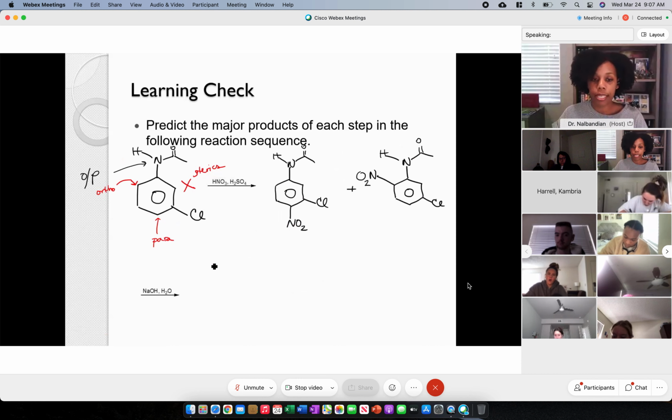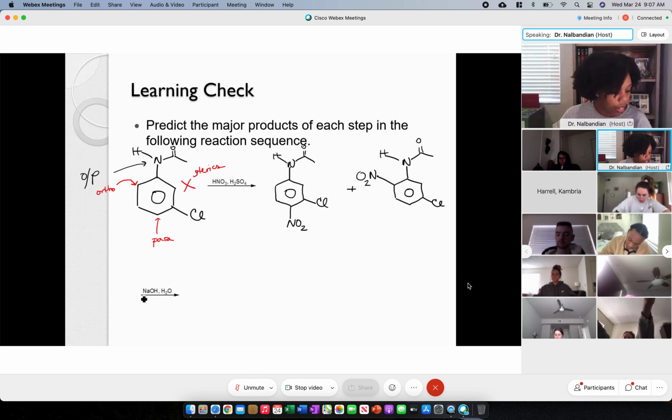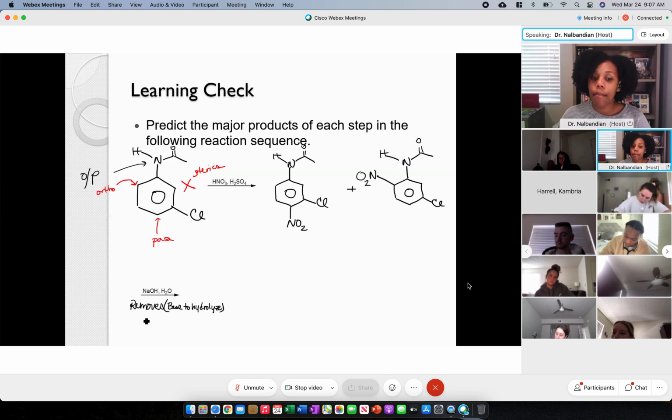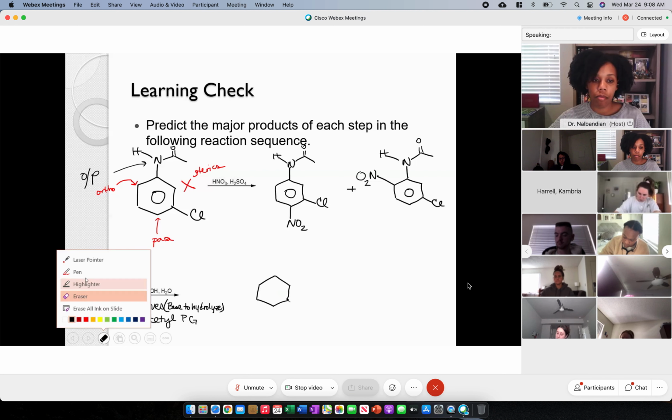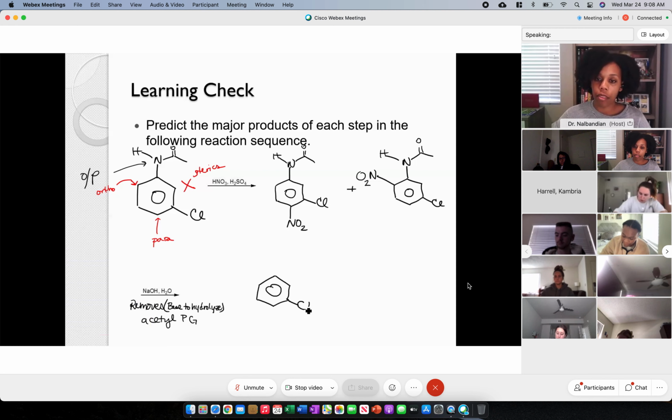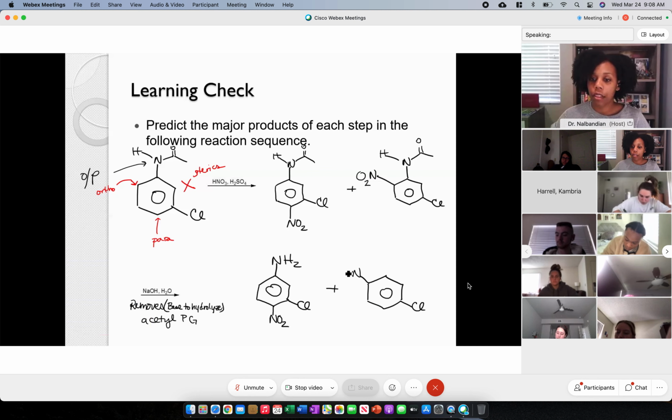So now with this, what's our next step? NaOH and water. So we have base and water. What happens here? We're going to be removing, or we could say we're using base to hydrolyze the acetyl group, the acetyl protecting group. So if we remove that group, the two products would look like this. Questions here?